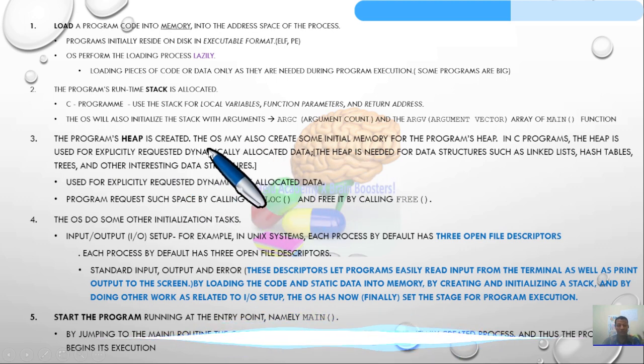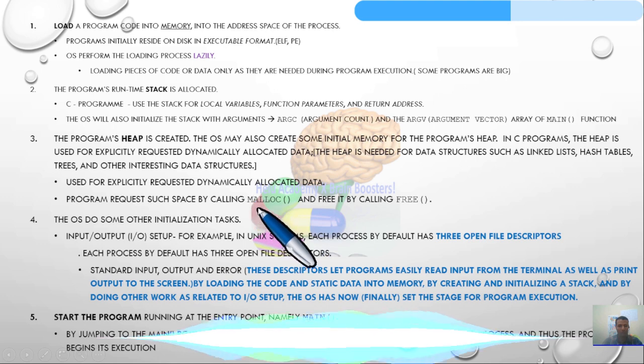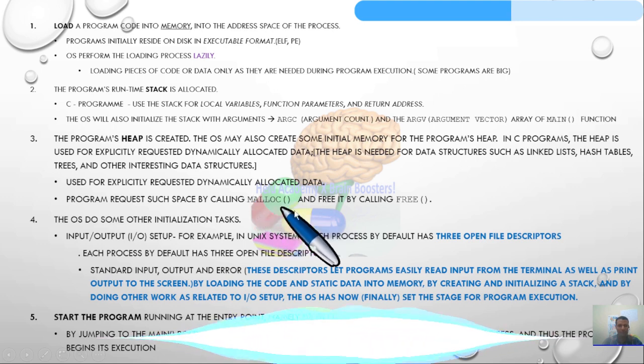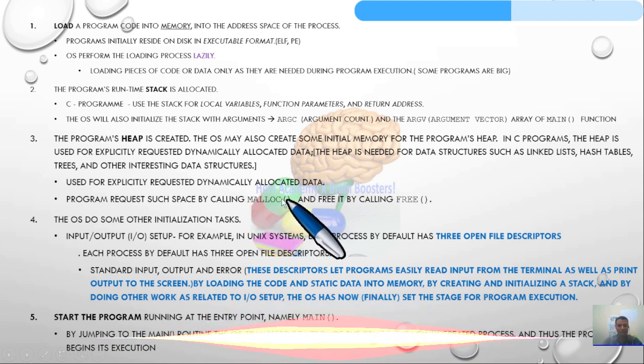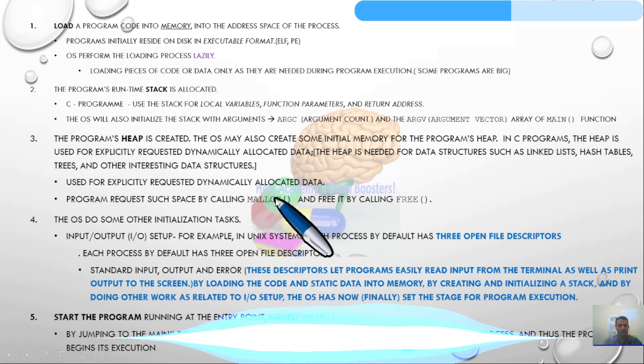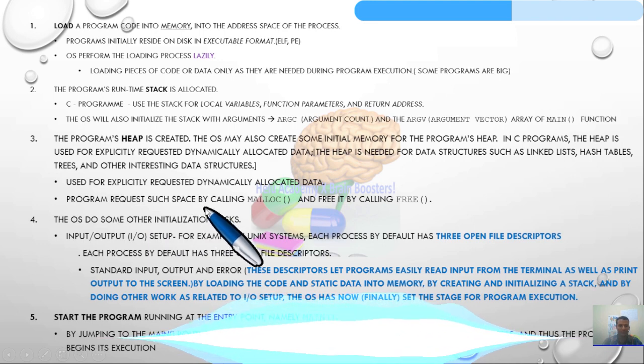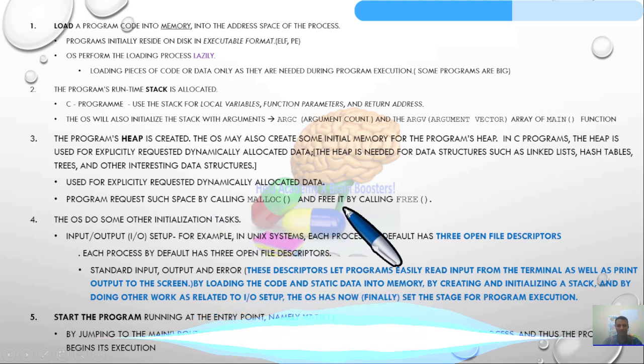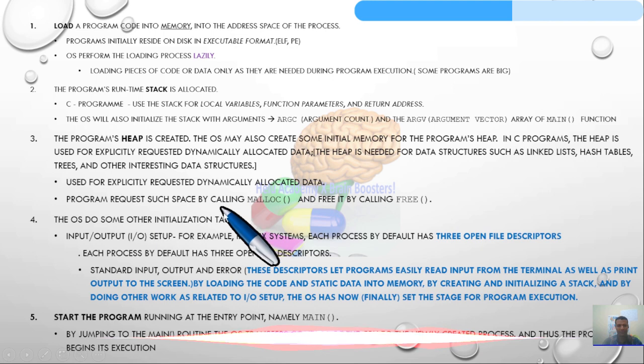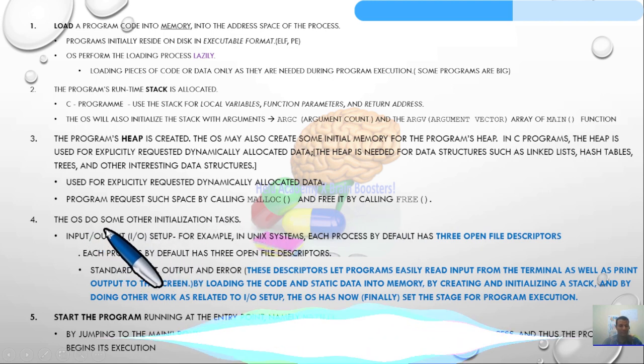So for the heap we use malloc. You see, malloc means memory allocation. This is the function API we use to allocate memory space in the heap. It is used for explicitly requested, dynamically allocated data. The program requests such space by calling malloc, and frees it by calling the free API function.